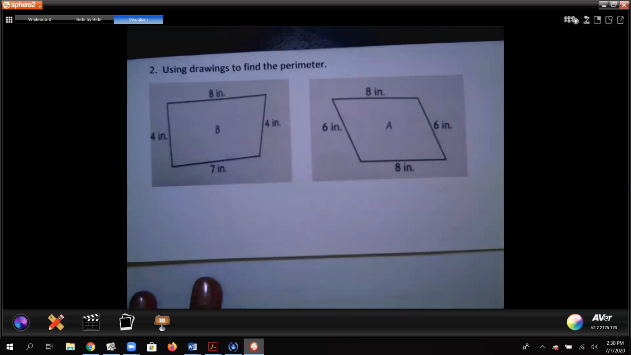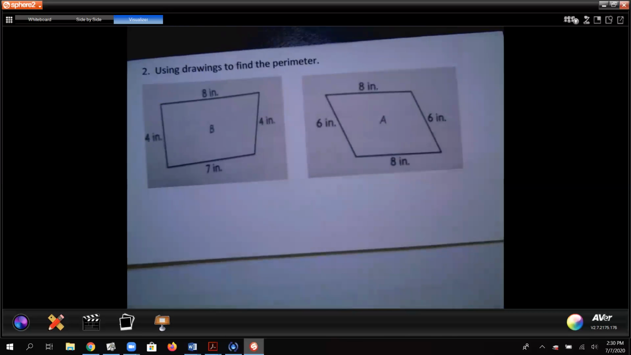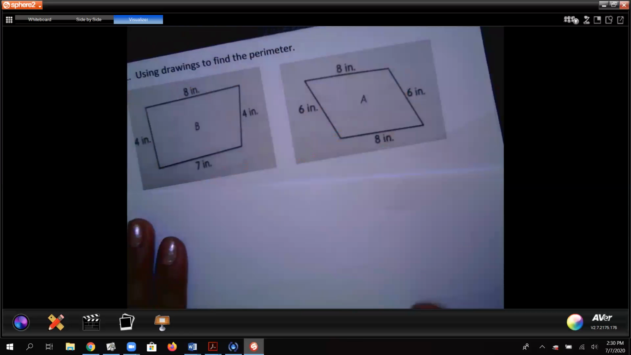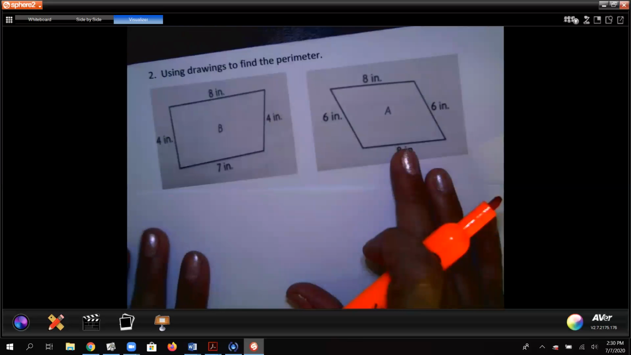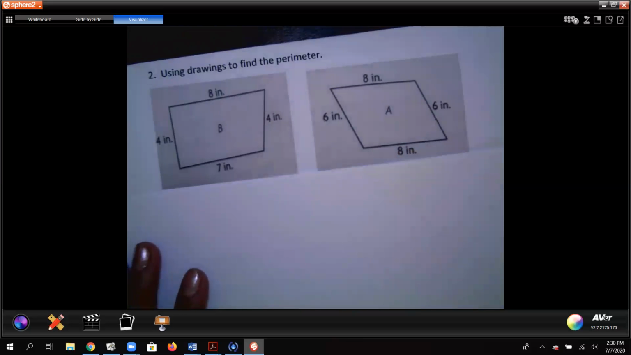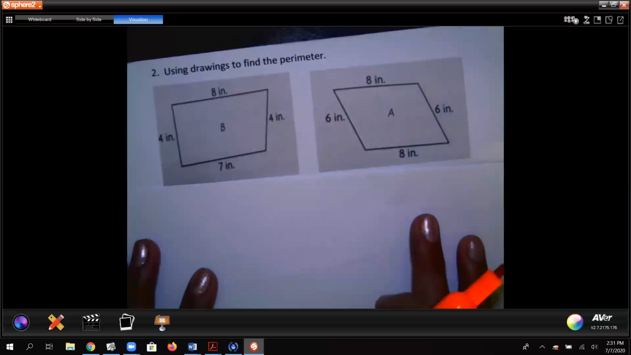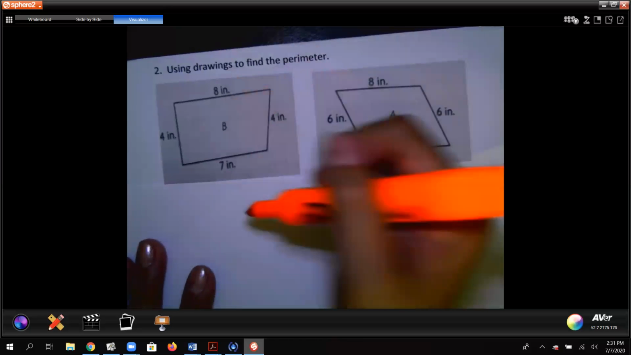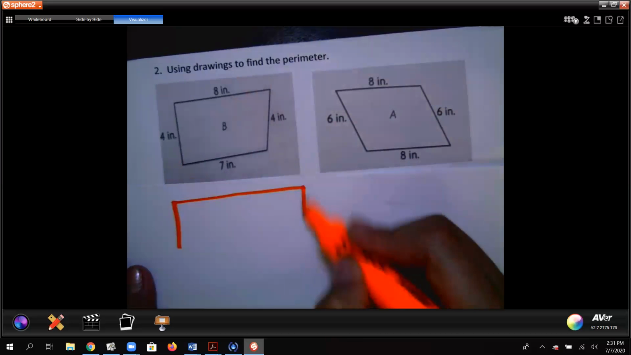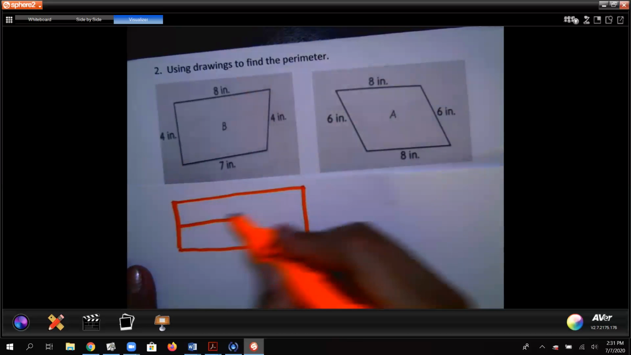Okay, let's go to the second example of using drawings. Use drawings to find the perimeter. So let's do this first one. It's like the grid paper, but this time they give you the measurements. With the grid paper, you had to find the measurements. And if you notice, this is not a rectangle. And how do we know that? Because the opposite sides are not congruent to each other. So this is just called an irregular polygon. The side lengths are different from each other.